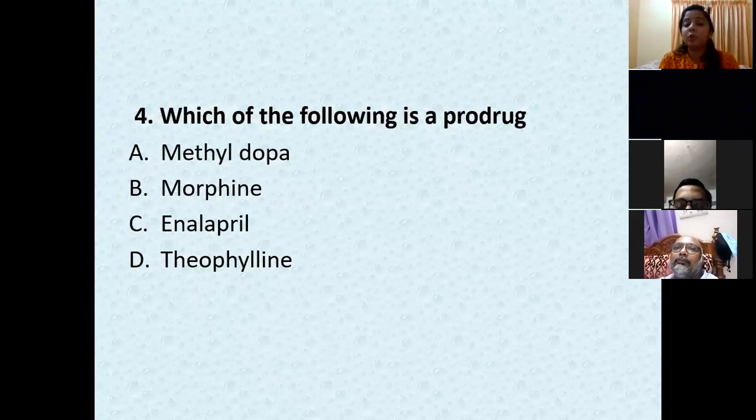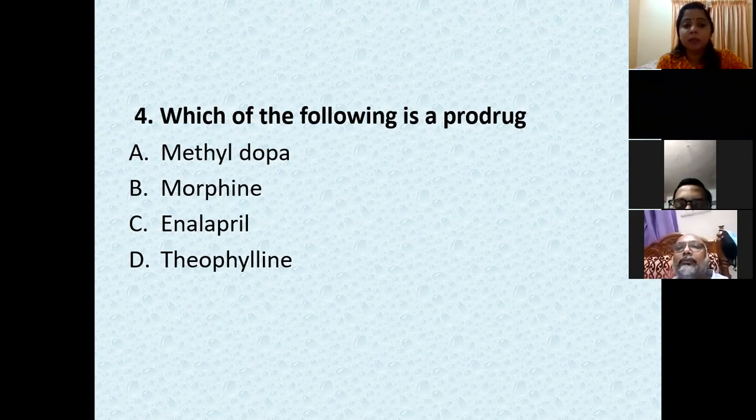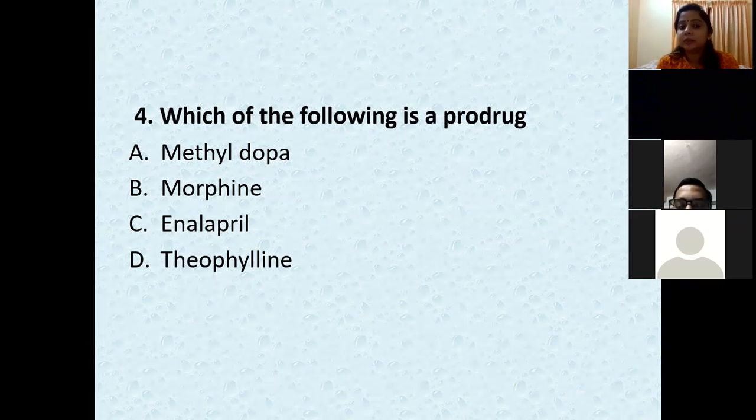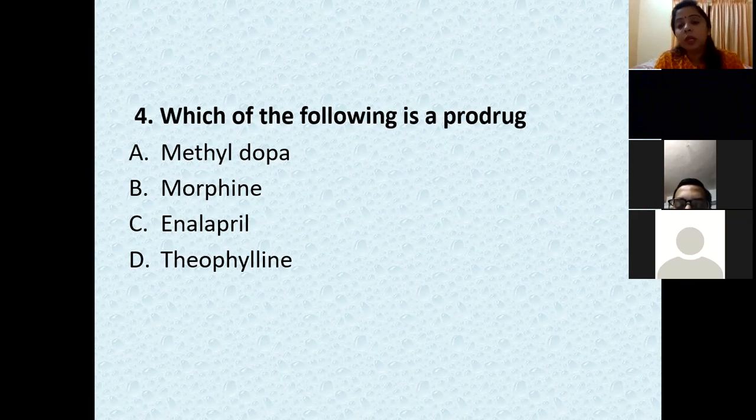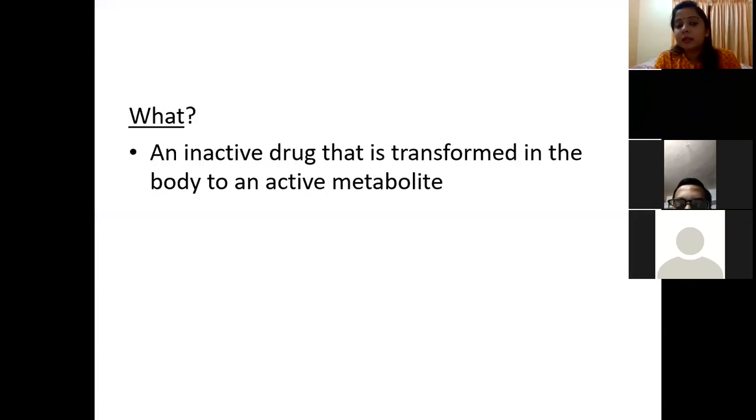Which of the following is a prodrug? Methyl dopa, morphine, enalapril, theophylline. To know that, what is actually a prodrug? Yes, we'll come to the answer. It is an inactive drug which is transformed in the body to an active metabolite.